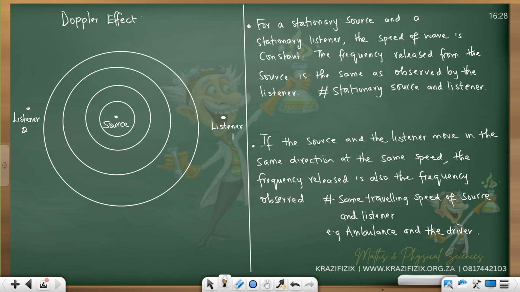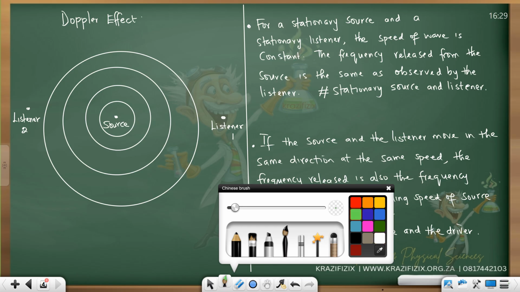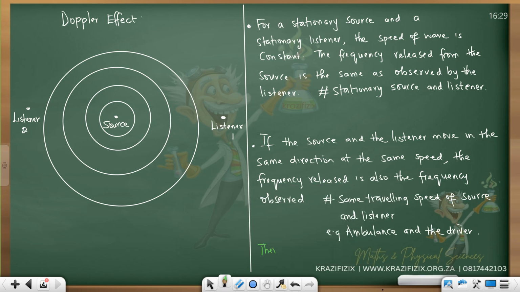And it's just practical. If you are standing by the roadside, you would hear something different. But the driver of the ambulance is hearing the same thing from start to finish. Why is that so? The driver and the ambulance are traveling at the same what? Speed. So the frequency released is the same as the frequency observed. At this point, there is no Doppler effect. Let's put that down because we're going to define Doppler. Let's just mark it that there is no Doppler.